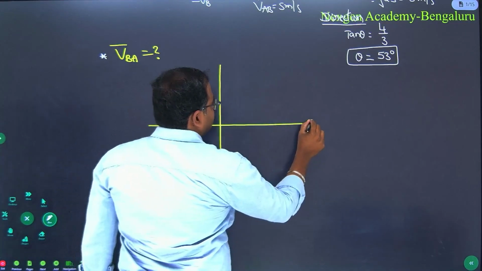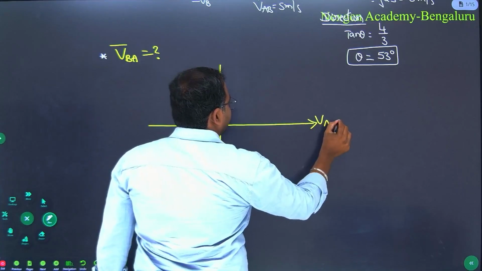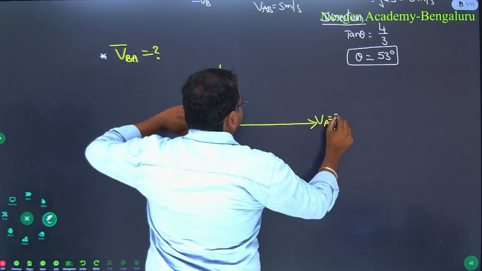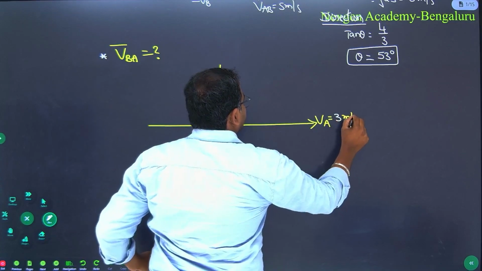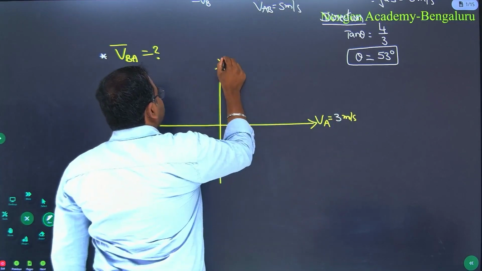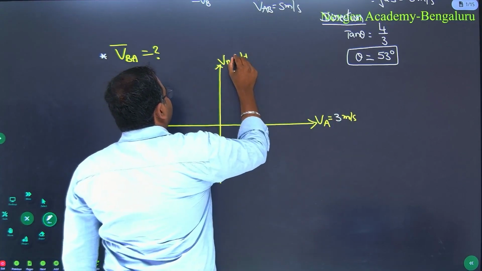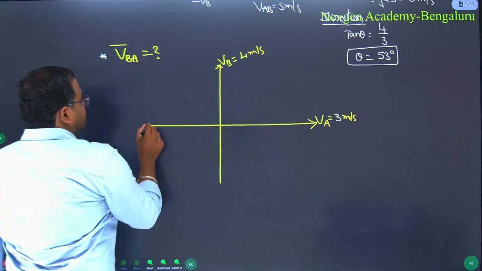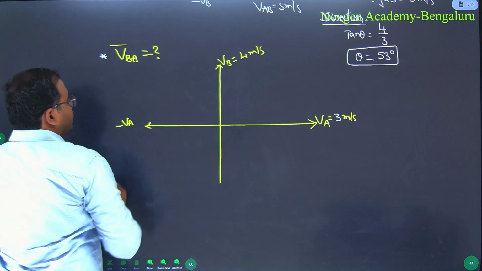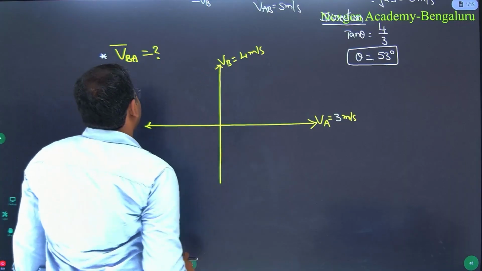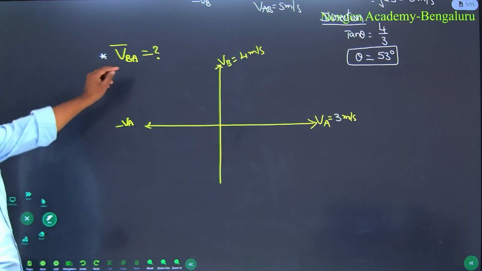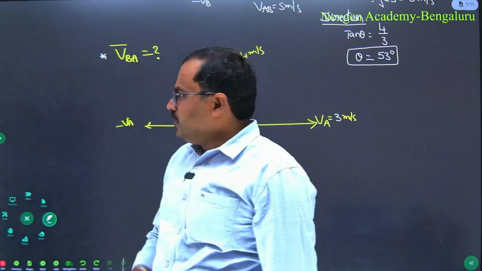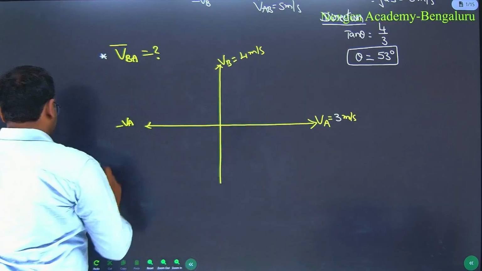Here is the velocity of A, which is equal to 3 meter per second, and this one is VB, which is equal to 4 meter per second. Now here, this one is minus VA and it is VB. We are supposed to find VBA here. This VBA means VB minus VA. This is the formula.